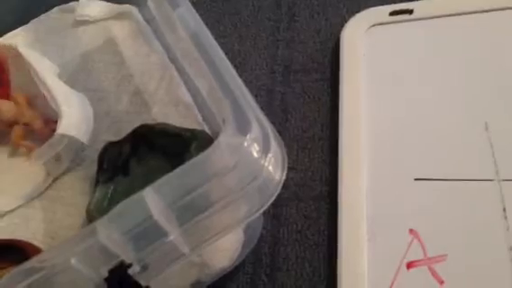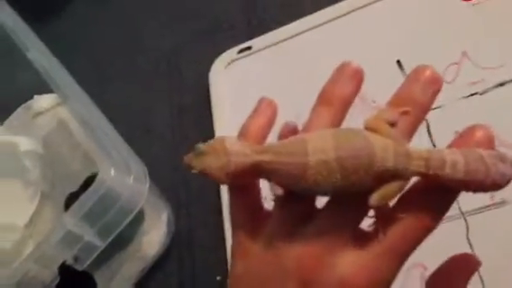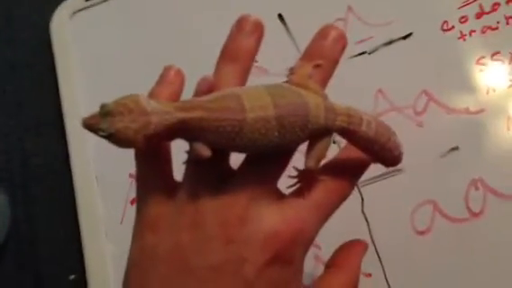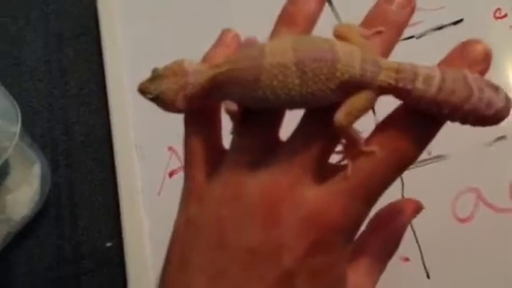But here is a Tremper albino. This is actually a Tremper albino snow, but it is close enough for the purpose of this video. So basically, let's just say that this is a Tremper. Basically, this is the pure. This shows the phenotype of the gene that you want to display, which is the Tremper albino gene.